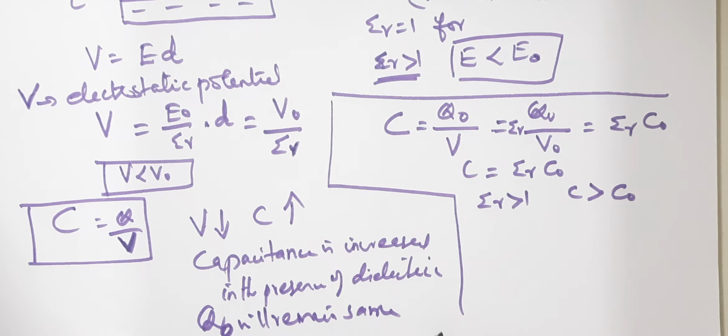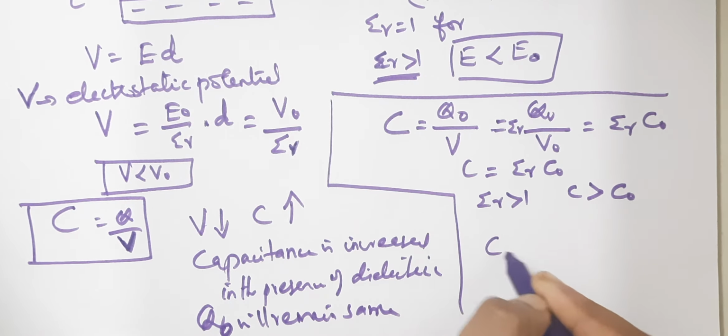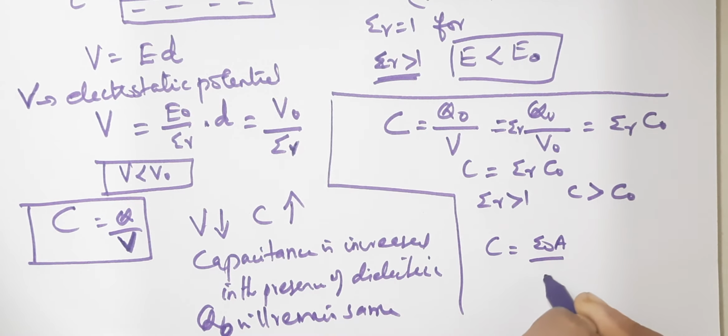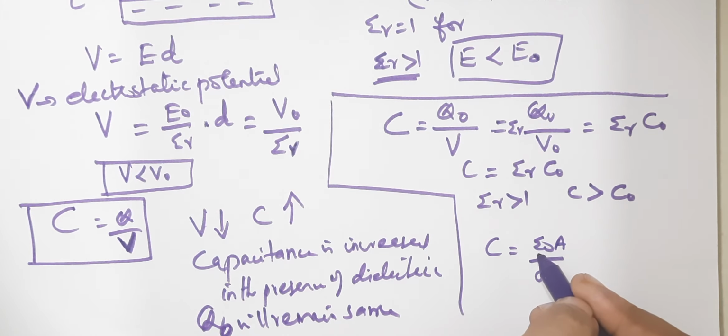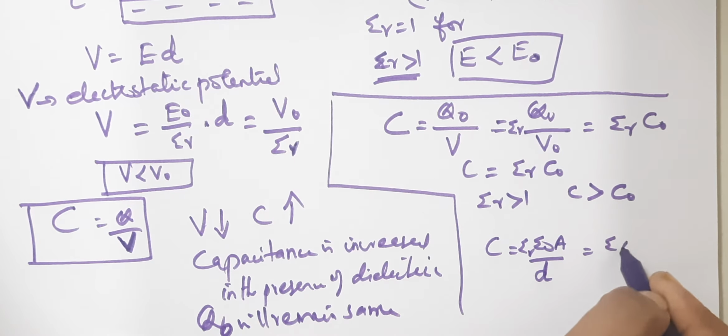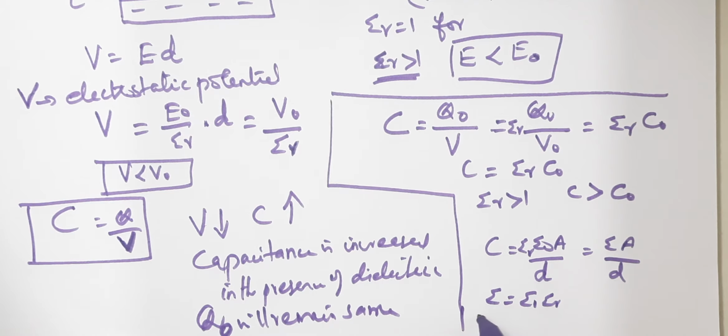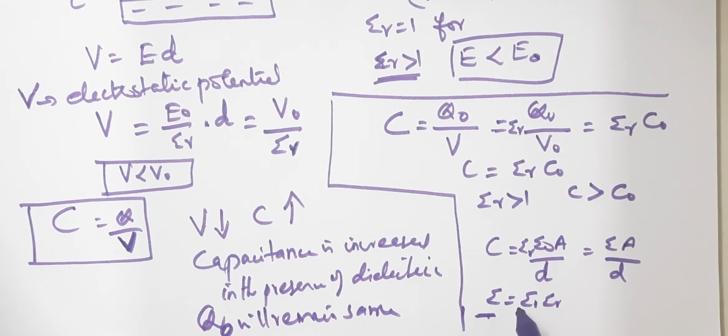Already you may have learned the formula for the capacitance of a parallel plate capacitor: C equals epsilon 0 A by D, that is without dielectric. If the dielectric is placed, we substitute epsilon R, so C equals epsilon A by D. This you may have learned previously, where epsilon equals epsilon 0 epsilon R, isn't it? Epsilon is the permittivity of the medium.